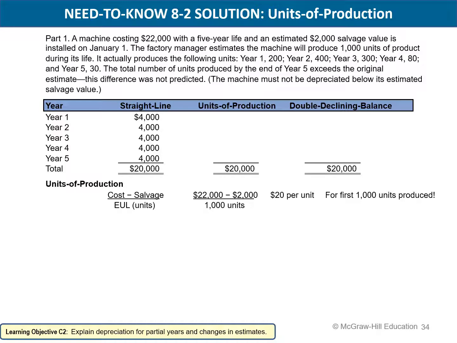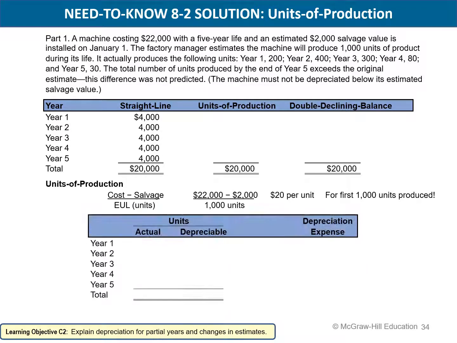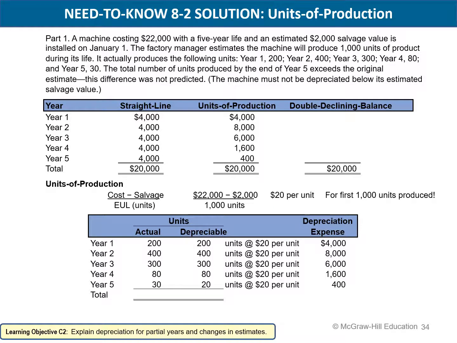Under units of production, we have 22,000 minus 2,000 divided by 1,000 units, so $20 per unit for the first 1,000 units produced. They tell us that the estimate is that we'll produce 200 in year 1, 400 in year 2, 300 in year 3, 80 in year 4, and 30 in year 5. Oh, I'm sorry, 1,000 units, and what they're depreciating is only 20 in year 5 because otherwise we exceed the 20,000.